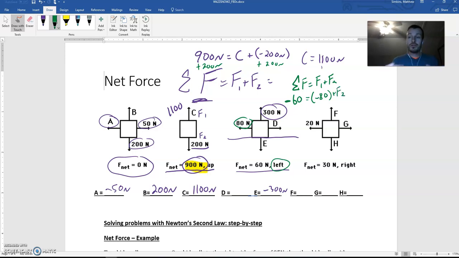Now, if you solve for this, you'd have to add 80 to both sides. So add 80 to both sides, like that. And negative 60 plus 80 will get you a force of 20 newtons. And we can check that, right? 80 to the left, 20 to the right. 80 minus 20 is 60. 60 newtons to the left wins.